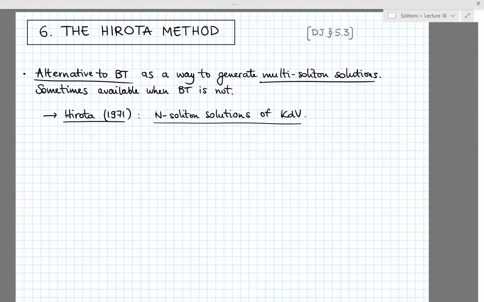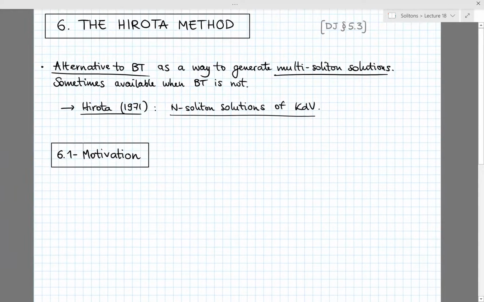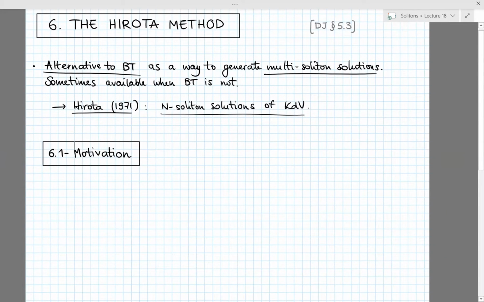As you will see later today and next time, the Hirota method can be quite technical. So let me start with some motivation. So we're interested in the KdV equation, u_t plus 6 u u_x plus u_xxx equal to 0.